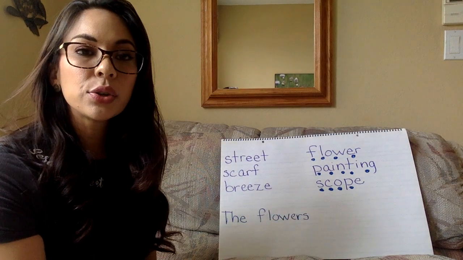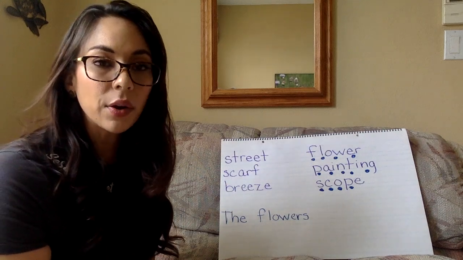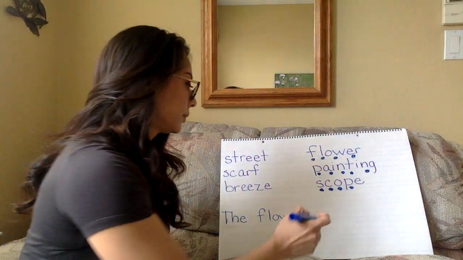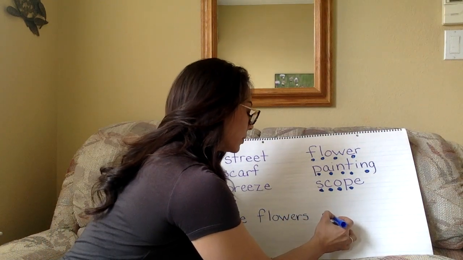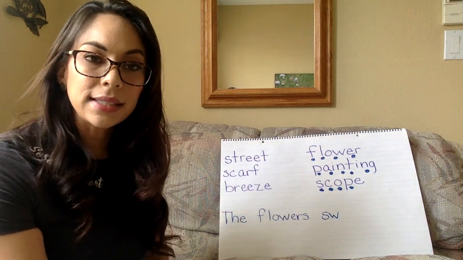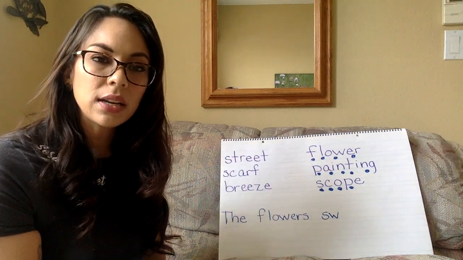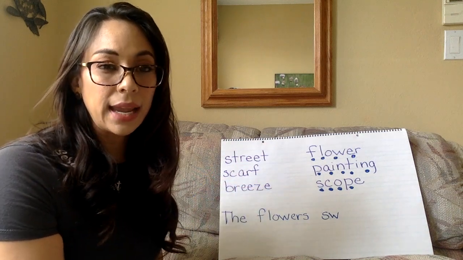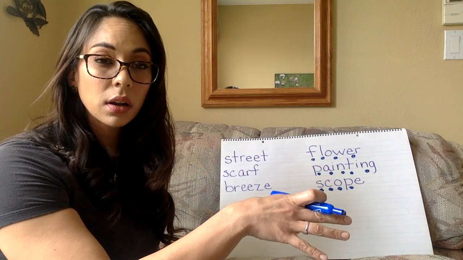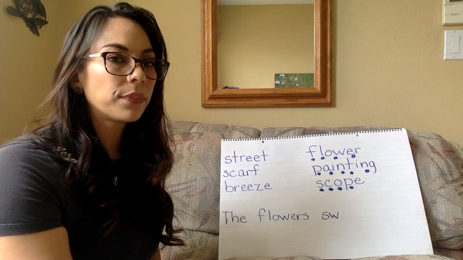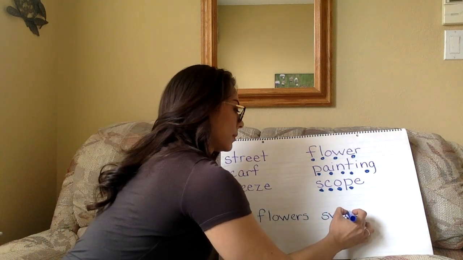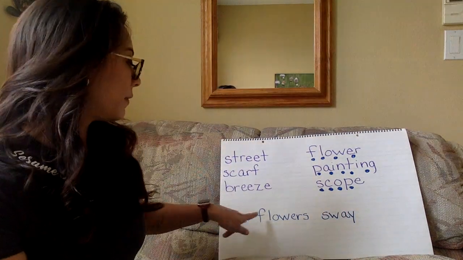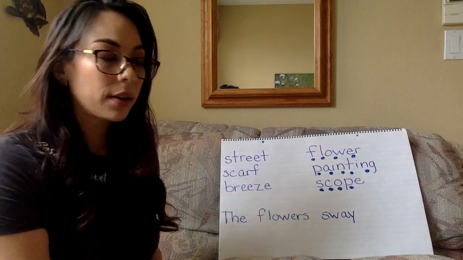The flowers sway. Okay, this is the one you are going to have to sound out on your own. Okay? What do you hear at the beginning? Swa. Swa. That's a consonant blend, SW. And the ending is A. Which ending are we going to use for the A sound at the end of the word? What do you think? A-Y. It's just one of those ones you'll have to remember. The flowers sway with popcorn word.